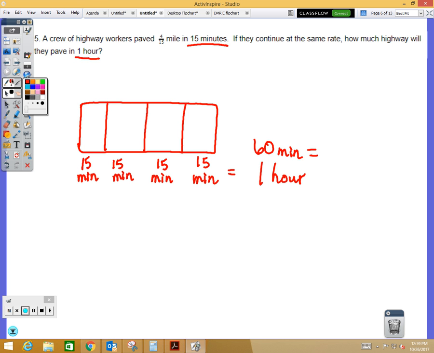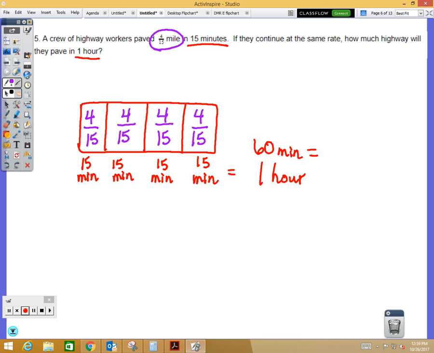Now I'm going to go into my boxes and I'm going to put how much they paved for every 15 minutes, which was 4/15, 4/15, 4/15. Now in the other ones we've just done 4/15 times 4, but I think it's going to be easier if we add these. What do you know about adding fractions? Let's review.